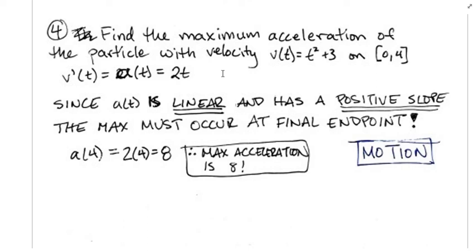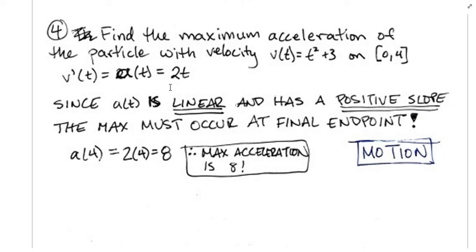Okay, we happen to know that acceleration is linear and has a positive slope. How do I know it's linear? Well, it's in the form of a linear equation. It's in the form of mx plus b. It's just that b happens to be 0. And how do I know it has a positive slope? Because this constant that's being multiplied by the independent variable is positive, and that is the slope right here. This 2 is the m. It's positive. It has a positive linear function.